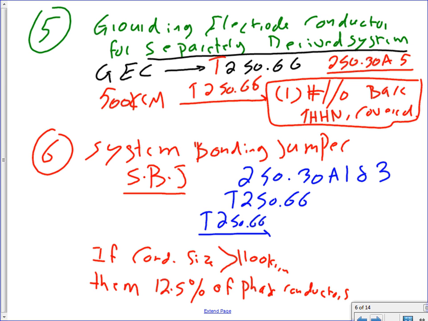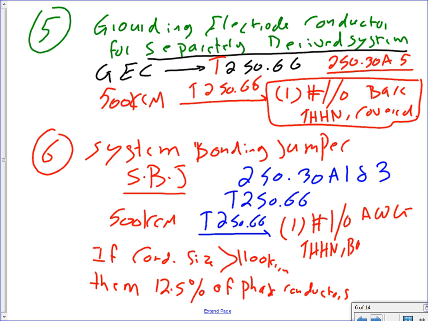Typically what they do. Okay, system bonding jumper. That's where you take the neutral bonding to the grounding bar in the panel or the switchgear. Same calculation. They call it the system bonding jumper, not the main bonding jumper. Main bonding jumper at the service, system bonding jumper at the separately derived system. 250.30(A)(1) and (3) and 250.66 will tell you exactly that: you take the 500 kcmil, 250.66, and you get one conductor, number 1/0 AWG THHN, bare or covered.